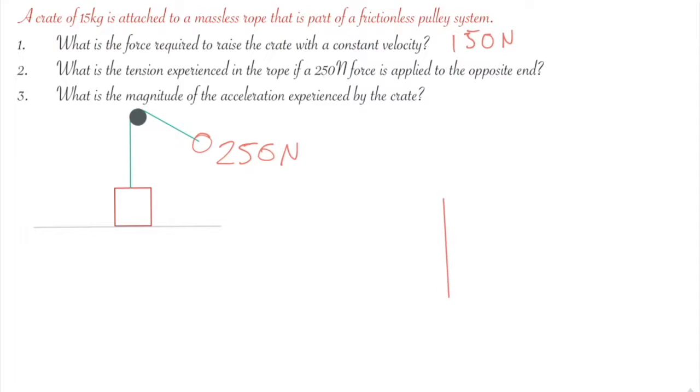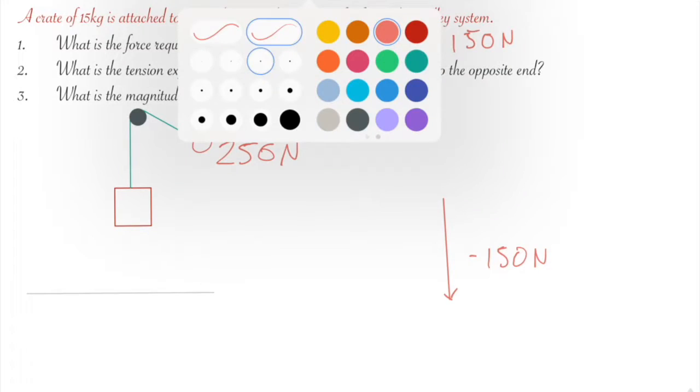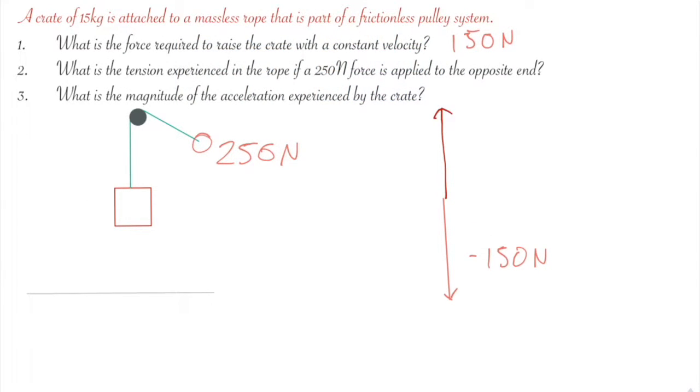And so our free body diagram would still have the negative 150 newtons as force of gravity, but now upward we would have the tension of the rope with the 250 newtons, because that rope is simply transporting the force provided on one end to the other end. And that's also where it becomes important that the pulley is frictionless, because no force is lost at the pulley. So the tension experienced in the rope of 250 newtons applied to the opposite end is 250 newtons. That force is simply transported by the rope.